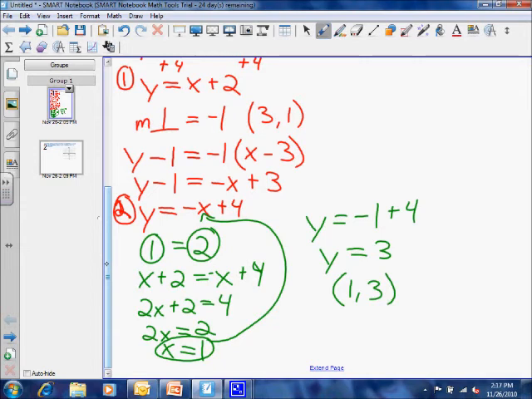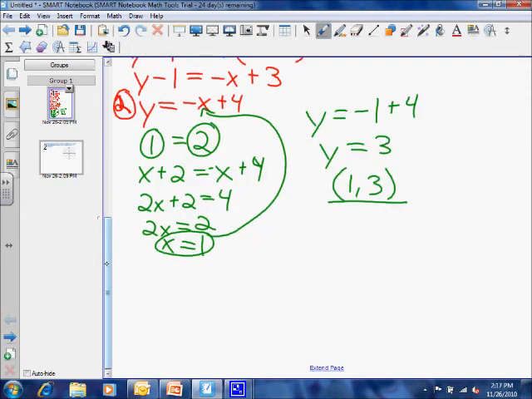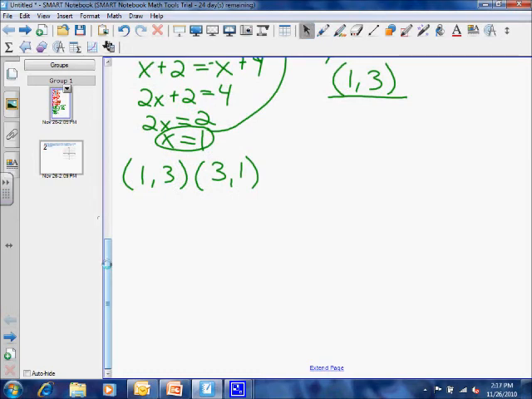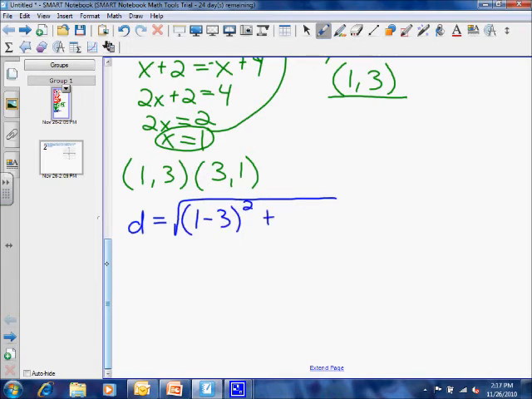And this is the point that I'm going to use in the distance formula to solve. So I now need to find the distance from point B, which was 3, 1, and my new intersection point, which is 1, 3. So step 4, distance formula. Plugging it in, we have d is equal to the square root, and our x's need to be subtracted from one another, so we have 1 minus 3 squared plus our y's subtracted from each other, 3 minus 1 squared.